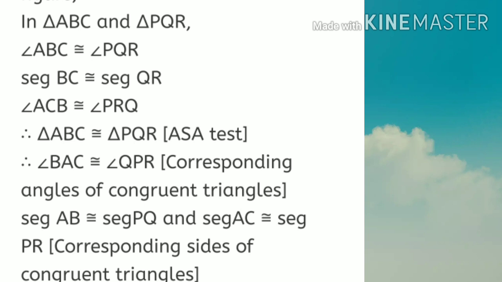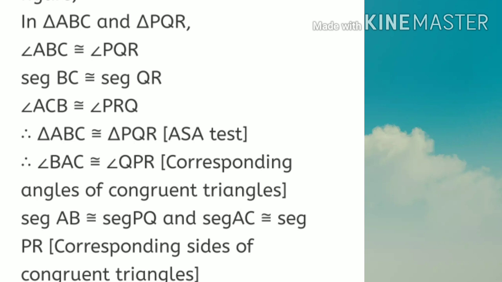If two triangles are congruent, then the remaining parts are also congruent. So the remaining part is angle BAC is congruent to angle QPR, corresponding angle of congruent triangle, you can write CACT. So if two triangles are congruent, then the remaining parts of two triangles are also congruent. And segment AB is congruent to segment PQ and segment AC is congruent to segment PR. They are the corresponding sides of congruent triangle, that means CSCT. Right? CSCT, corresponding sides of congruent triangle.